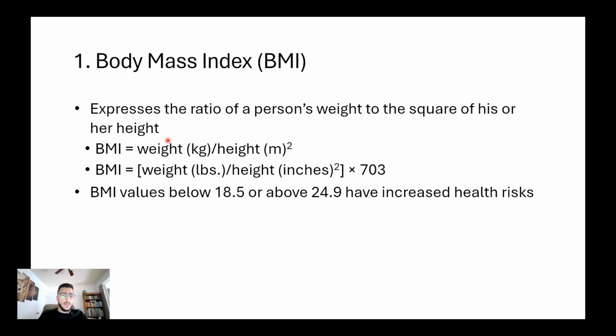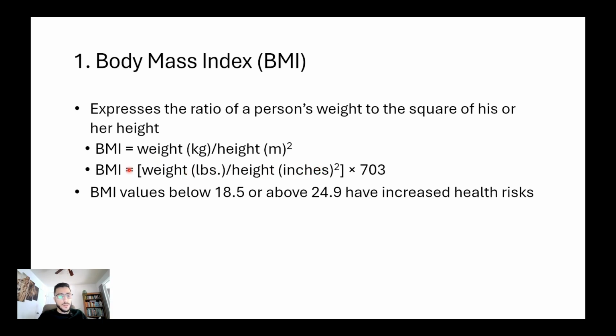The body mass index is very easy to calculate. It's the ratio of weight to the square of your height. This is when we're talking about the international system of units. So if you're thinking in kilos and meters, then your BMI would be your weight in kilos divided by the height squared.